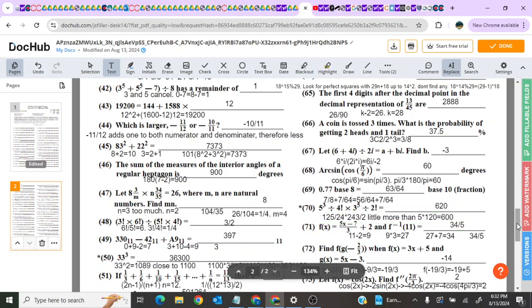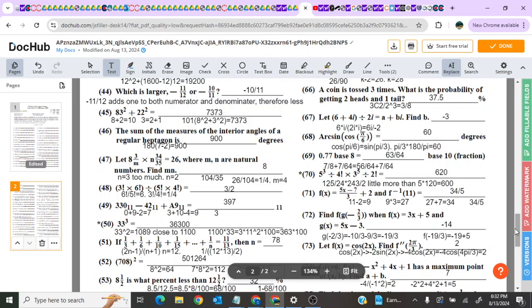71, f of x is equal to 5x minus 7 over 3 plus 2, f of negative 1 of 11 is what? Well, plug in 11 for your y and solve for x. 11 is equal to this. Subtract 2 on both sides, get 9. Multiply by 3 on both sides, get 27. Add 7 on both sides, get 34. Divided by 5, get 34 over 5.